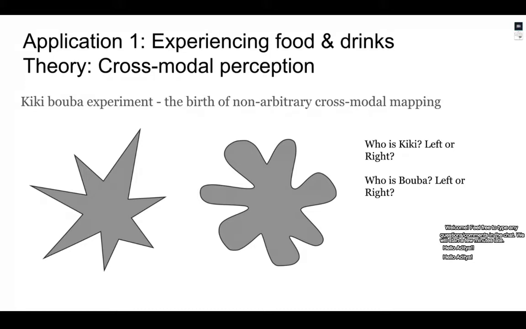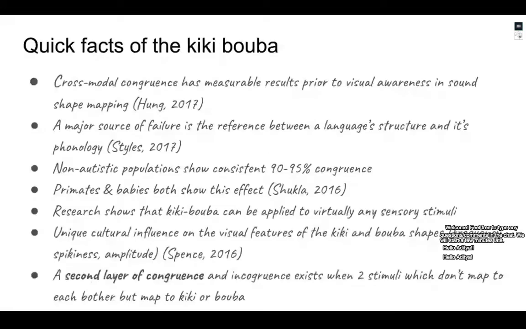So yeah, quick facts about the Tiki Baba experiment. We know that this is happening before someone consciously looks at the shapes. We know that it is not always reliable. We know non-autistic populations have a consistency of say 90-95% matching and agreement, but just about 50%, which is a chance event for the autistic population. It's interesting why that happens, but that's not the focus today. We also know primates and babies exhibit this effect.